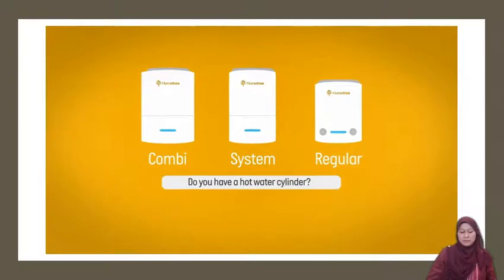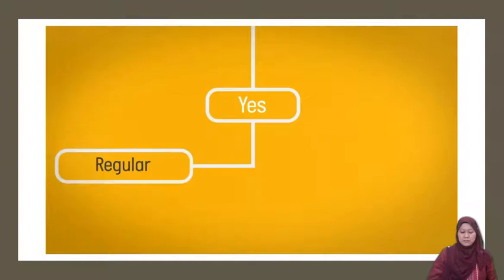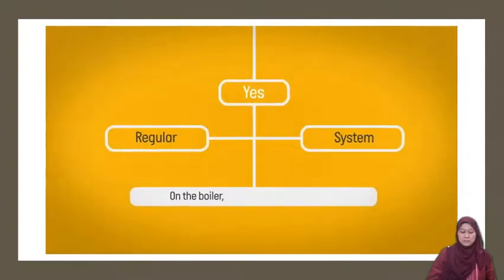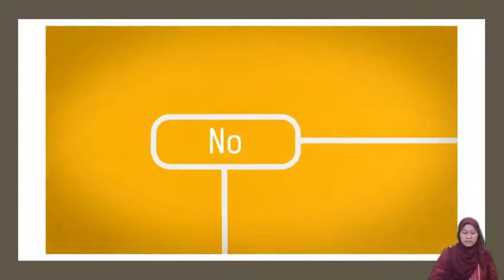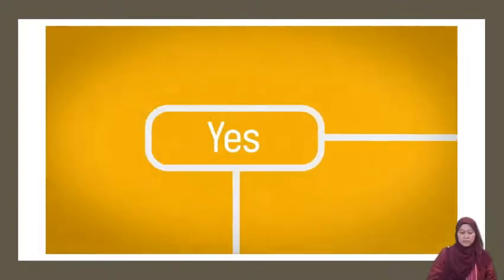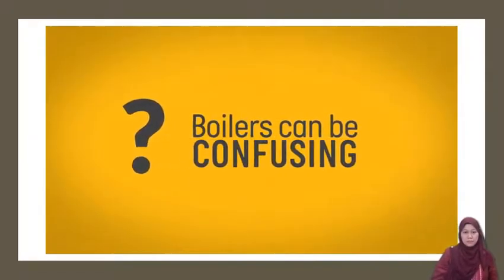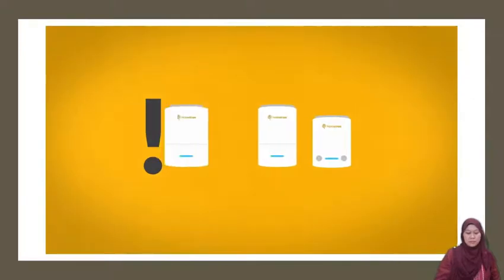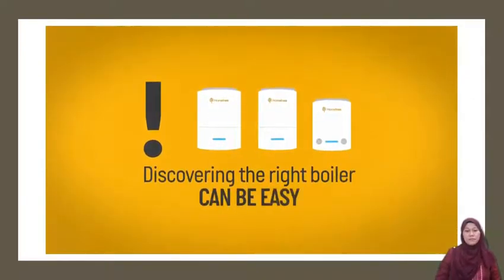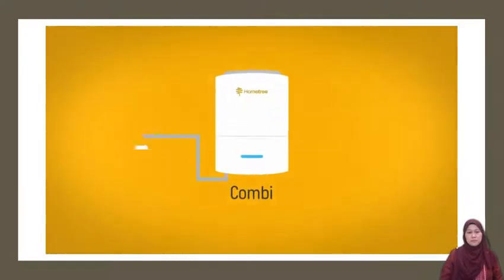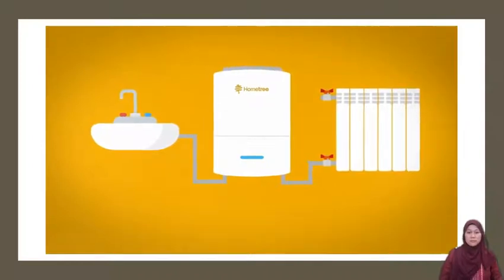If you are unsure about the type of boiler you currently have, these two simple questions will help. 1. Do you have a hot water cylinder? No, you have a combi boiler. Yes, you have a regular or system boiler. 2. On the boiler, is there a pressure gauge? No, you have a regular boiler. Yes, you have a system boiler. Boilers can be confusing, especially when you are looking for a new boiler. When you know a little about the boiler types, discovering the right replacement gas boiler for your home can be easy. A combination boiler is a simple unit that delivers both hot water and heating, which makes them great for small to medium-sized homes.